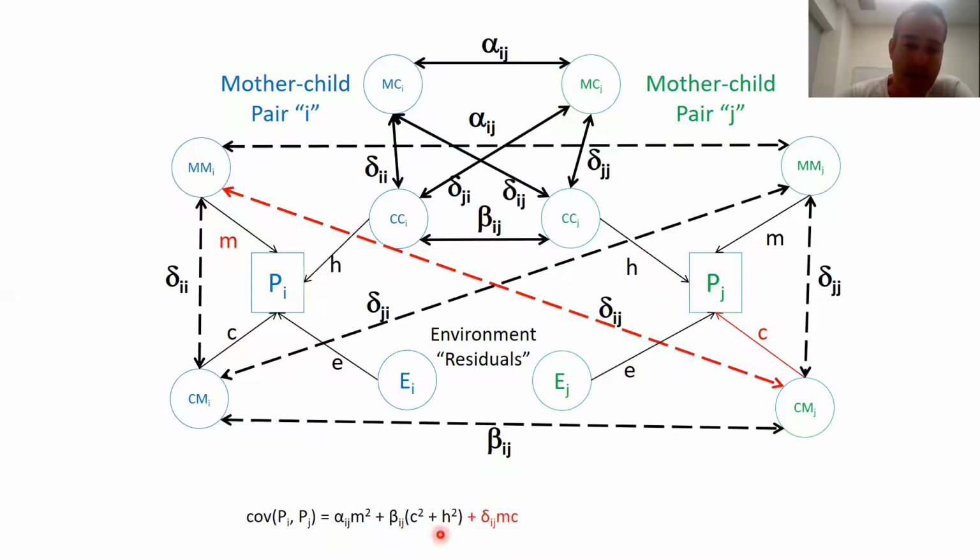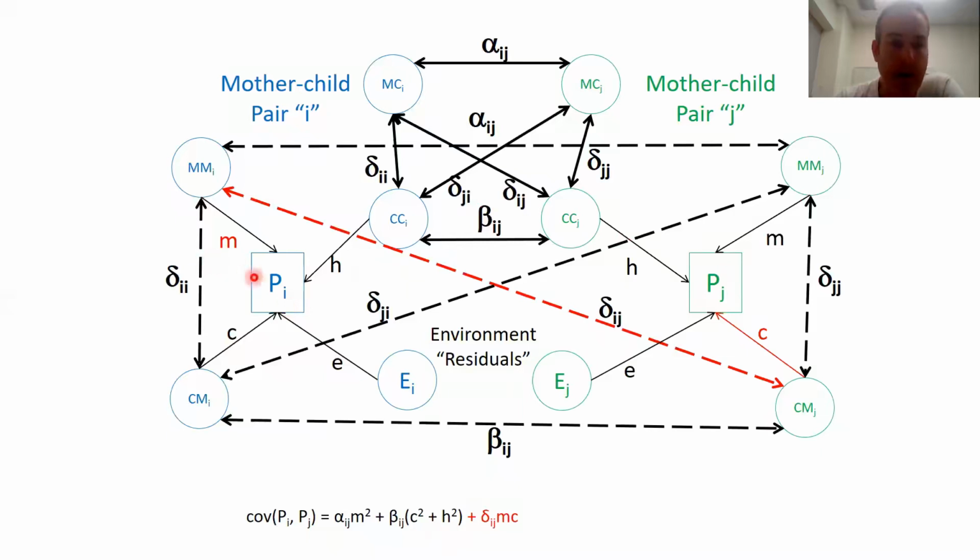So we can factor those two values. So let me just show you the previous slide there. So we're just taking beta IJ as a common factor, putting it outside the brackets. We've got beta IJ multiplied by C squared plus H squared in parentheses.